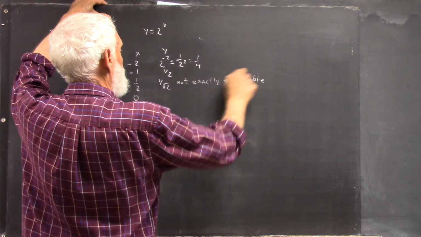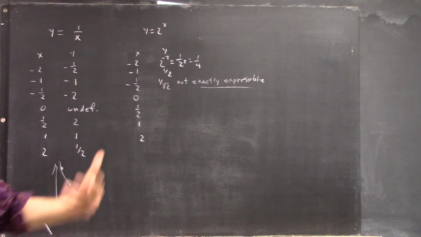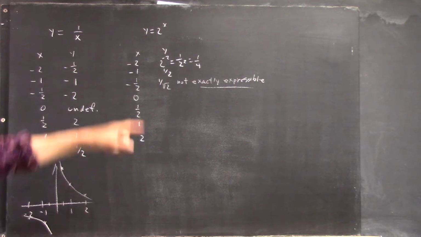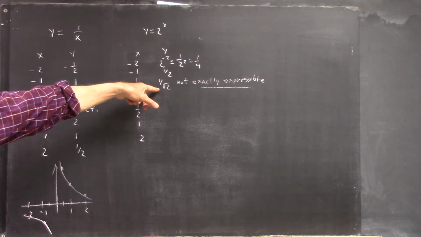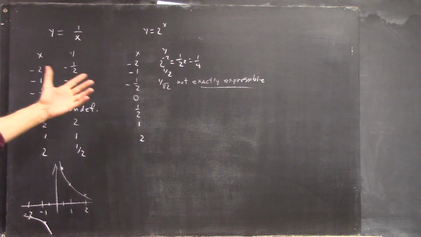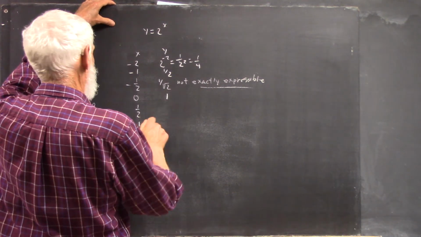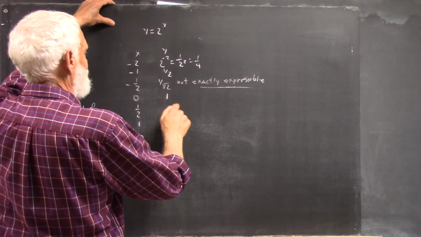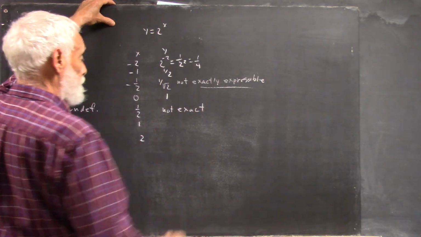Now, these things need to be done without a calculator. And I want you to come in Monday able to do these without a calculator. You can't even approximate that without a calculator. Okay? I mean, you can. It's like 0.707 something. That's an approximation. It's not exact. 2 to the 0 is, of course, 1. This is something you can't express exactly.